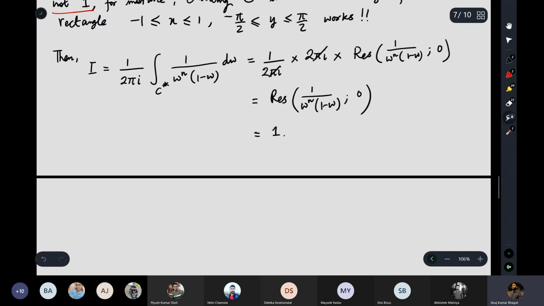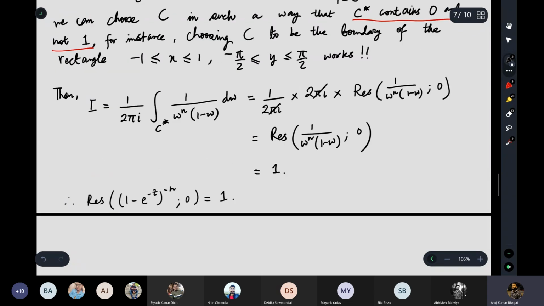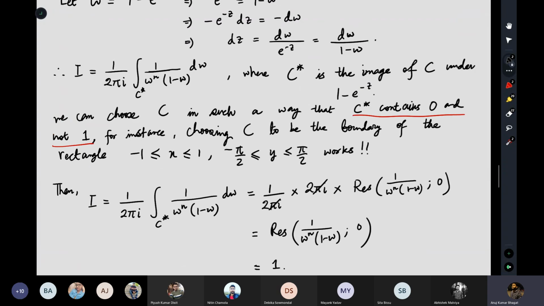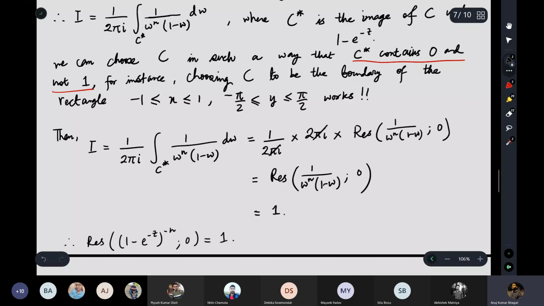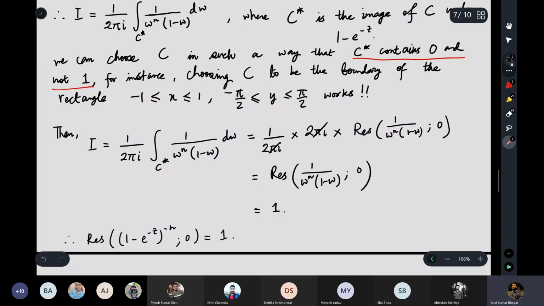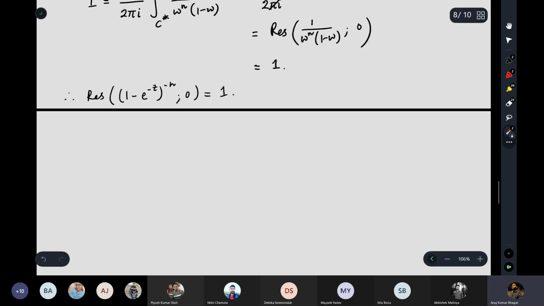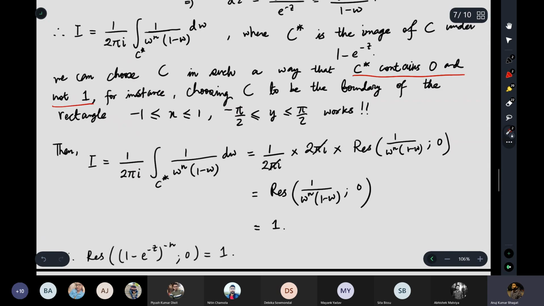Thus we are done. Therefore the residue of the function... So this thing was very important. You have to choose such a curve C star that contains 0 and not 1. Why was this important? Because calculating this residue in that case will be easier, and then only we can apply the Cauchy residue theorem. Otherwise it will be residue at 0 plus residue at 1, so that will again increase our work. So any problem, any confusion?